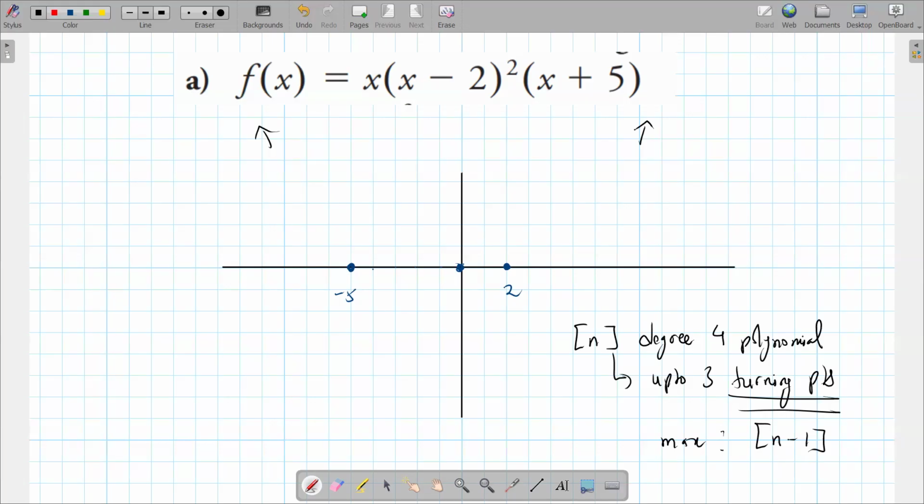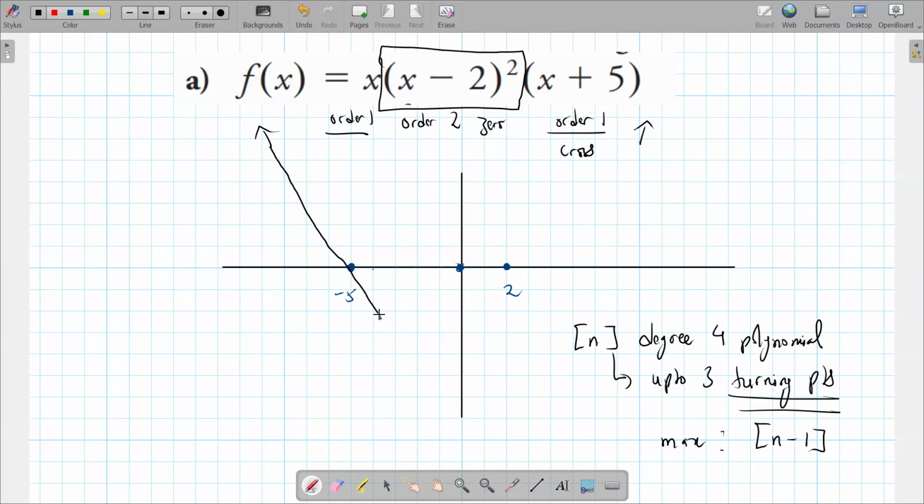There's something special about one of the zeros, this one. What's special about this? It's power 2, okay? We call this an order 2 zero. This is order 1, and sometimes you get order 3 as well. So order 1s, we don't have to worry about it. Order 1 means you just cross. The line just crosses, okay? Here's what I mean. So at -5, the line's going to come and it's just going to cross it. At 0, it's just going to come and cross it like that. You see? Order 1, it just crosses it.